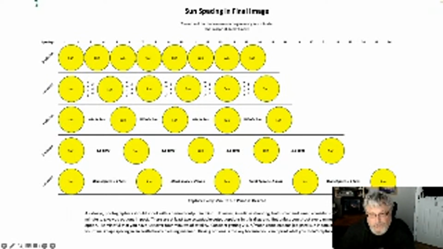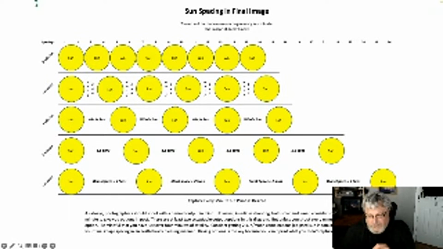So the sun spacing in the final image: the sun moves 1 degree every 4 minutes. So if you shoot every 2 minutes, you will have all your suns touching each other when you put them together. If you shoot every 3 minutes, you'll have half a sun in between your shots. 4 minutes, which I consider ideal for a composite, you'll have a whole sun in between. 5 minutes, you'll have 1.5 suns, and 6 minutes, you'll have 2 suns.